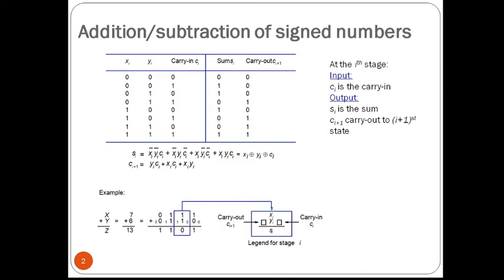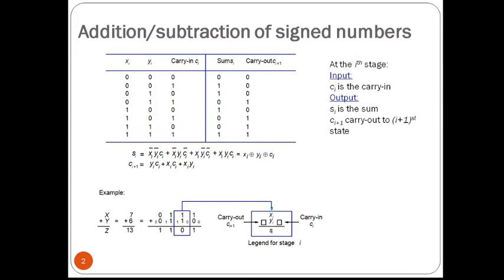For this the equation can be written as xi bar yi bar ci plus xi bar yi ci bar plus xi yi bar ci bar plus xi yi ci, which is the XOR of xi, yi and ci. This is the equation for sum. Then the equation for carry out, that is ci plus 1, is yi ci plus xi ci plus xi yi. These are the expressions for the functions sum and carry out.